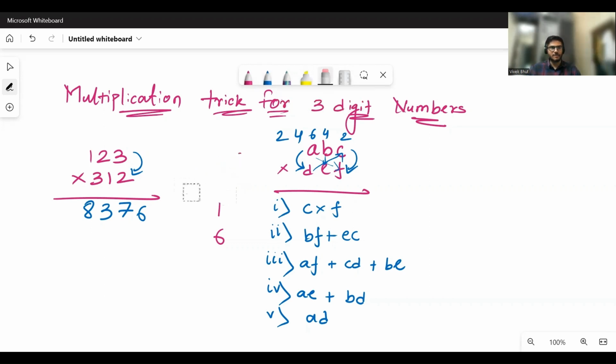And the last step. Okay. What is the last step? Yeah, 1 into 3. So that's it. So it's 3, 8, 3, 7, 6. So that's it.